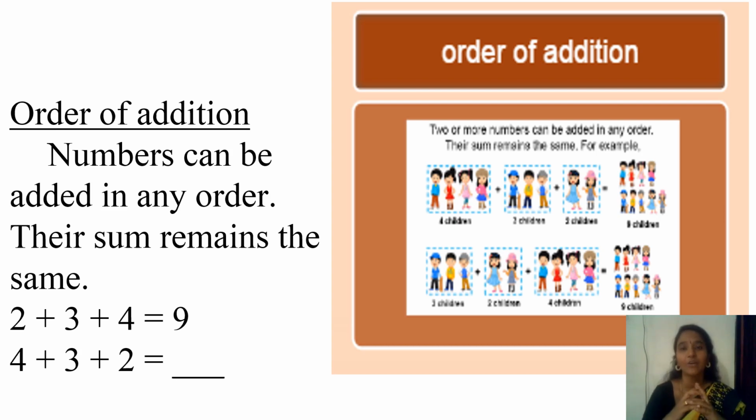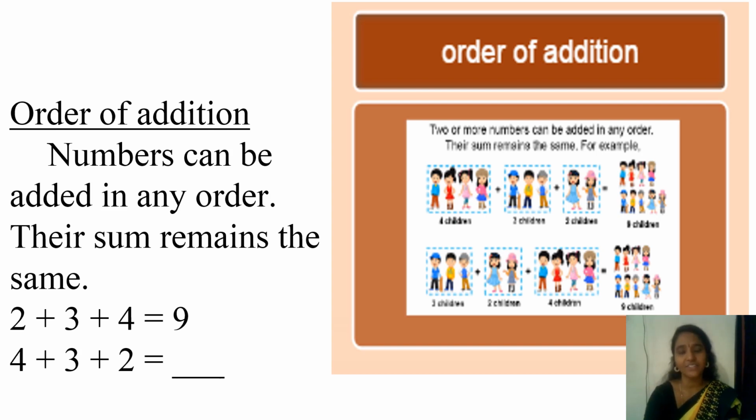Now, let me count again. I'll ask you, at last how many came? 4, right? Before them how many came? 3, right? Before them, how many came? 2. So, total how many? 9 relatives. Is the order changed? Is the result changed? No. The result is the same. Like that only.